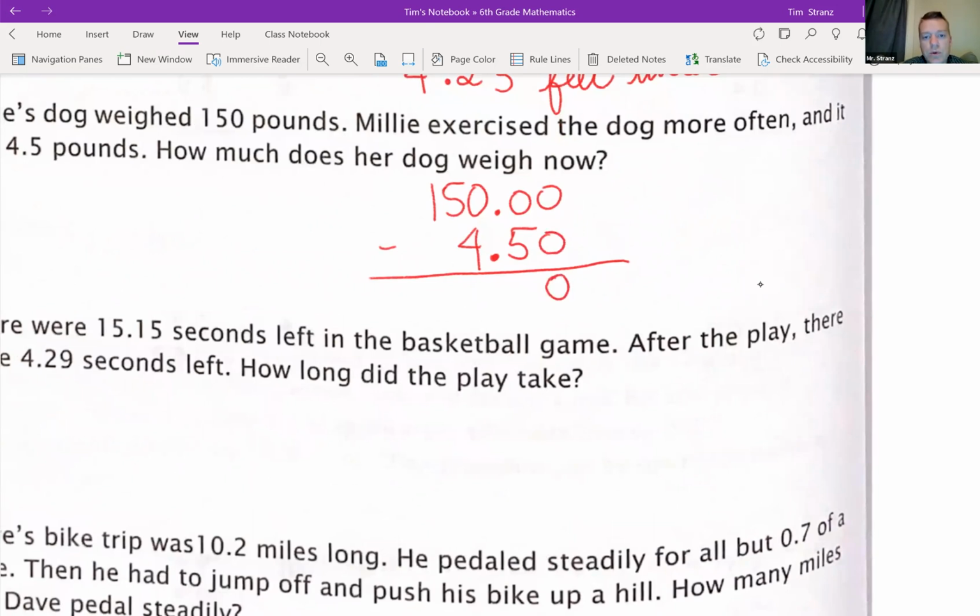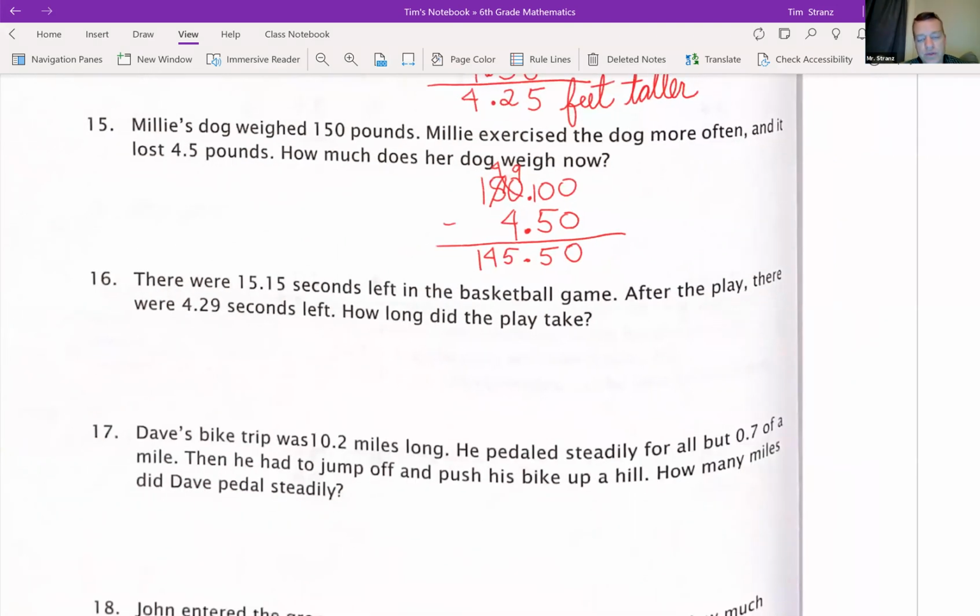You're going to have to go all the way over here to this 5 and borrow it, make it a 4. This becomes a 10. You're going to have to borrow that, that becomes a 9. This becomes a 10. 10 minus 5 is 5. Decimal. 9 minus 4 is 5. 4, 1. Okay, so now the dog weighs 145.5 pounds.